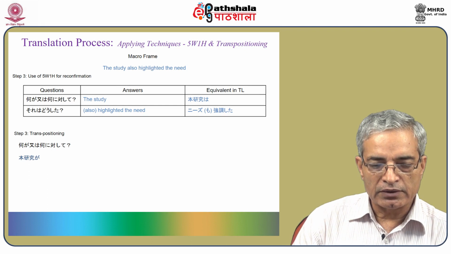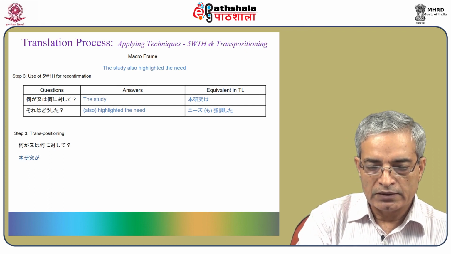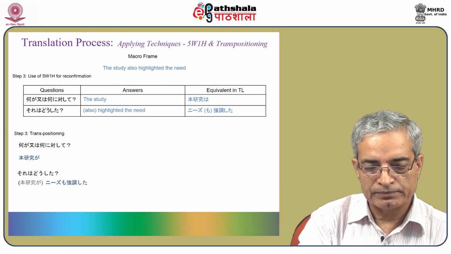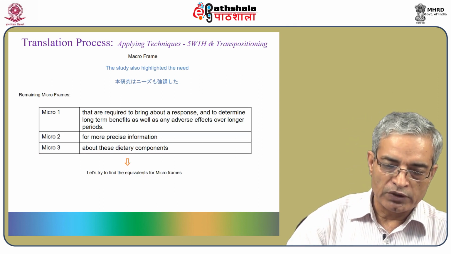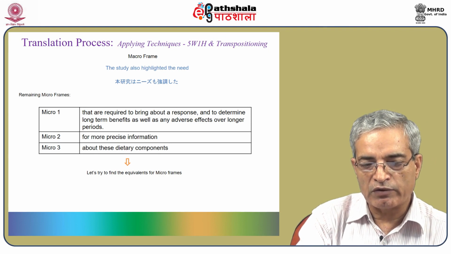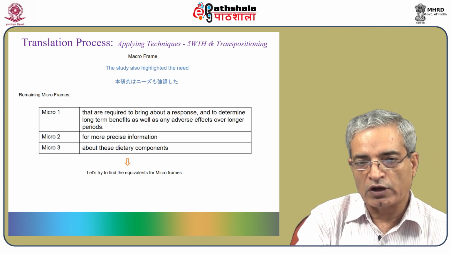Transpositioning will be nani ga or nani ni taishite hon kenkyu ga. Soreba doshita hon kenkyu ga ni is mo kyochoshita. So this is the equivalent for the macroframe. Going for the microframes one by one. Let's see the first one, that is that are required to bring about a response and to determine long-term benefits as well as any adverse effects over long periods.